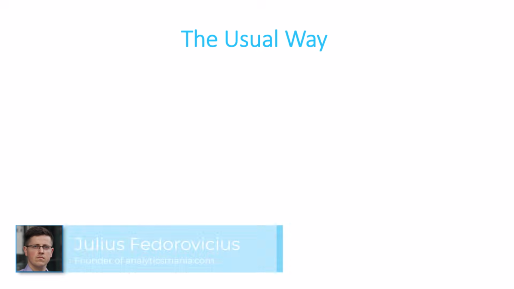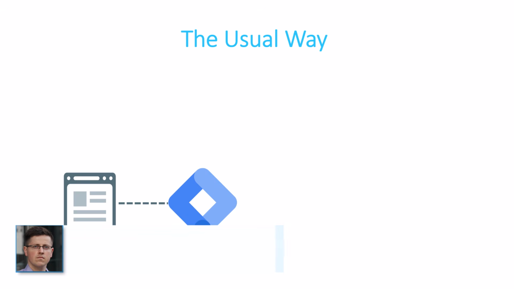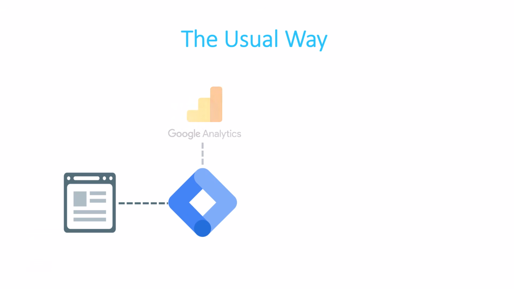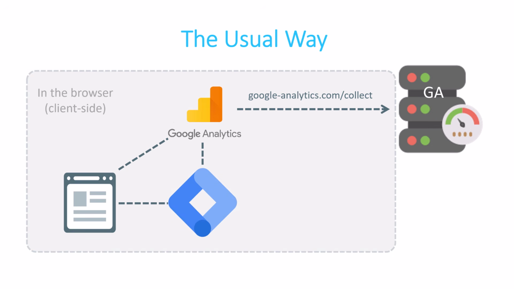First, let's look at the usual way how web Google Tag Manager works. You have a website. On that website, you have installed Google Tag Manager, and then Tag Manager fires your various tracking codes, for example, Google Analytics. Then Google Analytics takes some data about the page, about the event from the website, and sends it directly to Google servers. For example, the request URL could look like this. We have googleanalytics.com/collect and then some parameters. So this is called client-side tracking. This is happening in the browser.